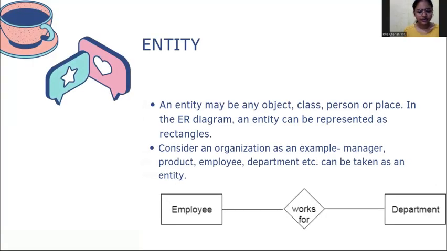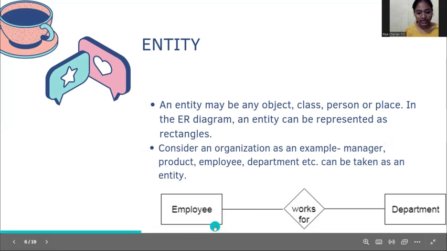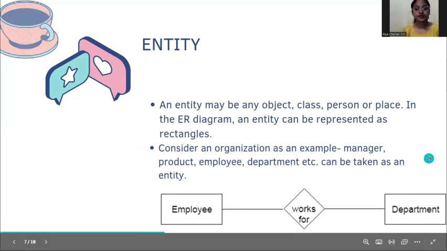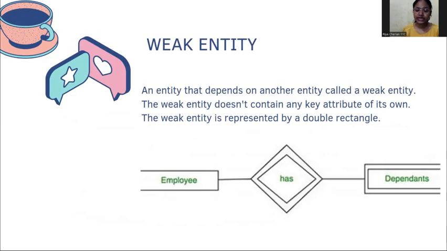So, what is entity? An entity may be an object, class, person, or a place. In the ER diagram, an entity can be represented as rectangles, as employee and department can be considered as an entity here. Weak entity. An entity that depends on another entity is called a weak entity. The weak entity does not contain any key attribute of its own. We'll understand the term key attribute later on.